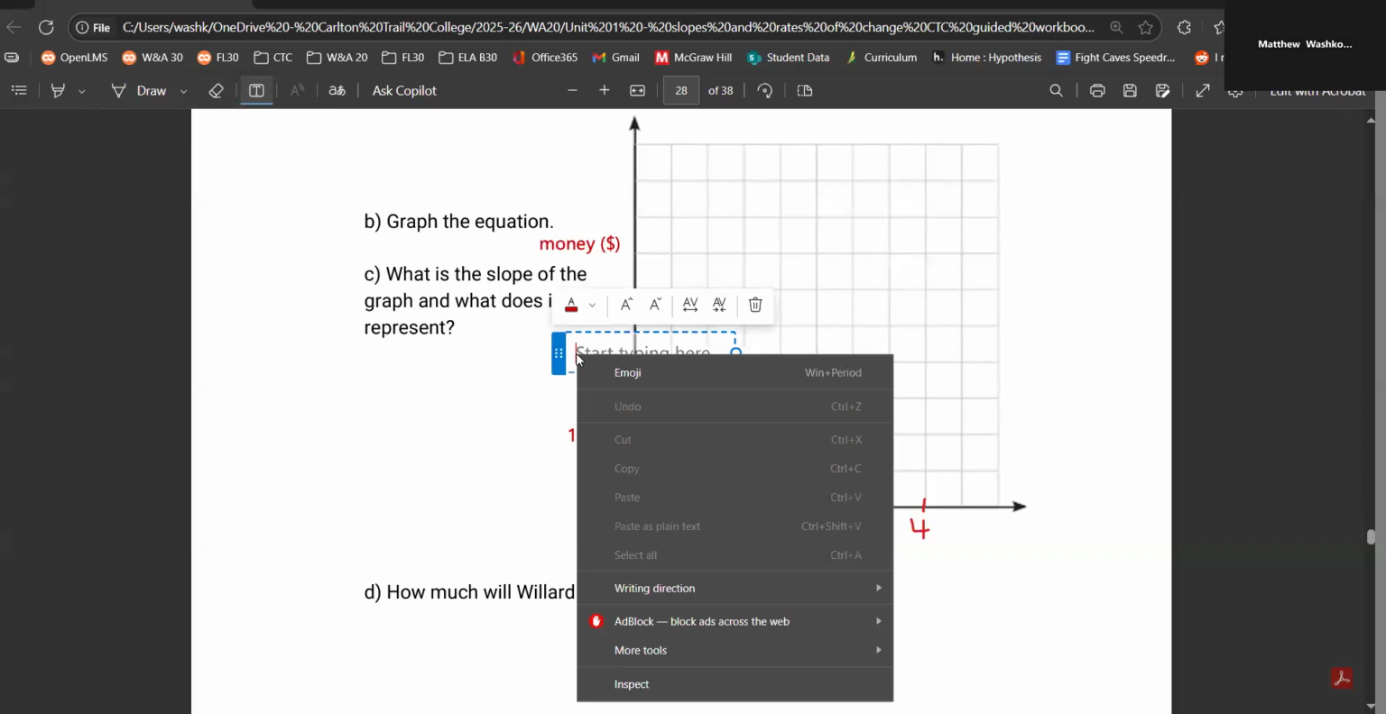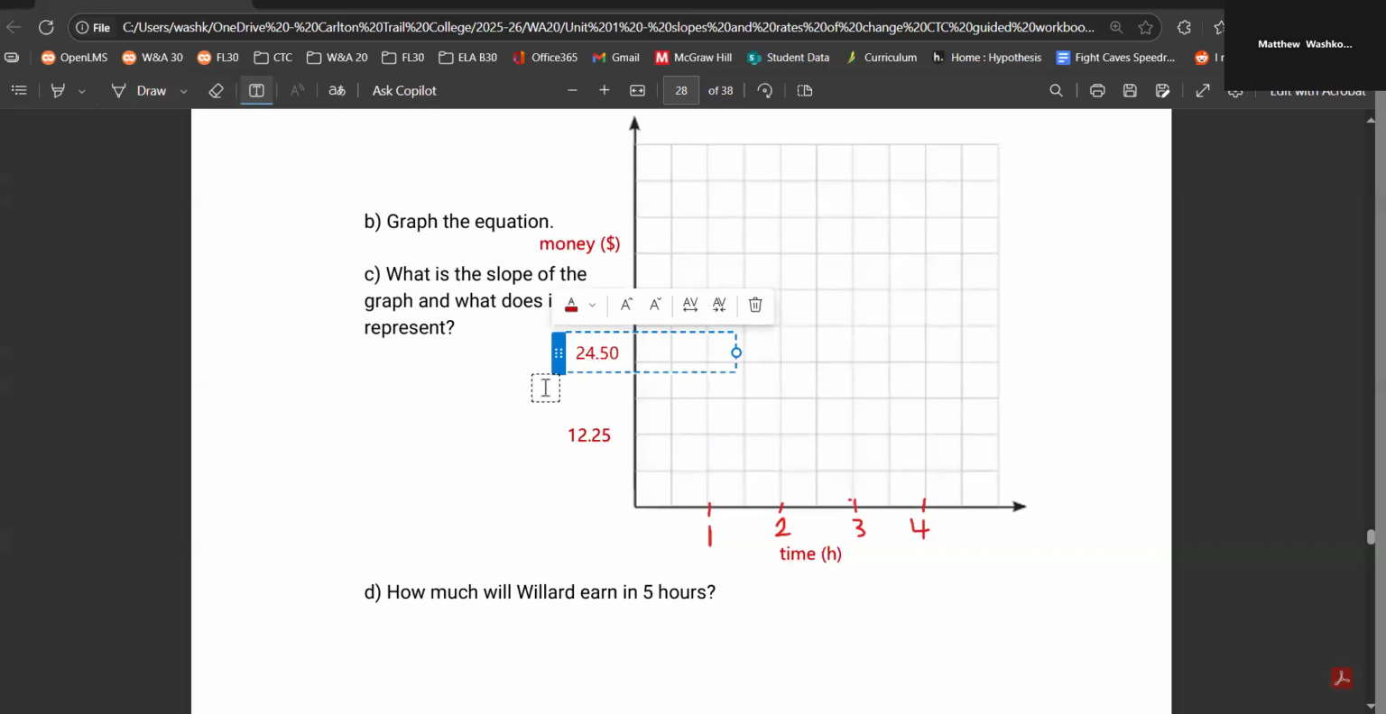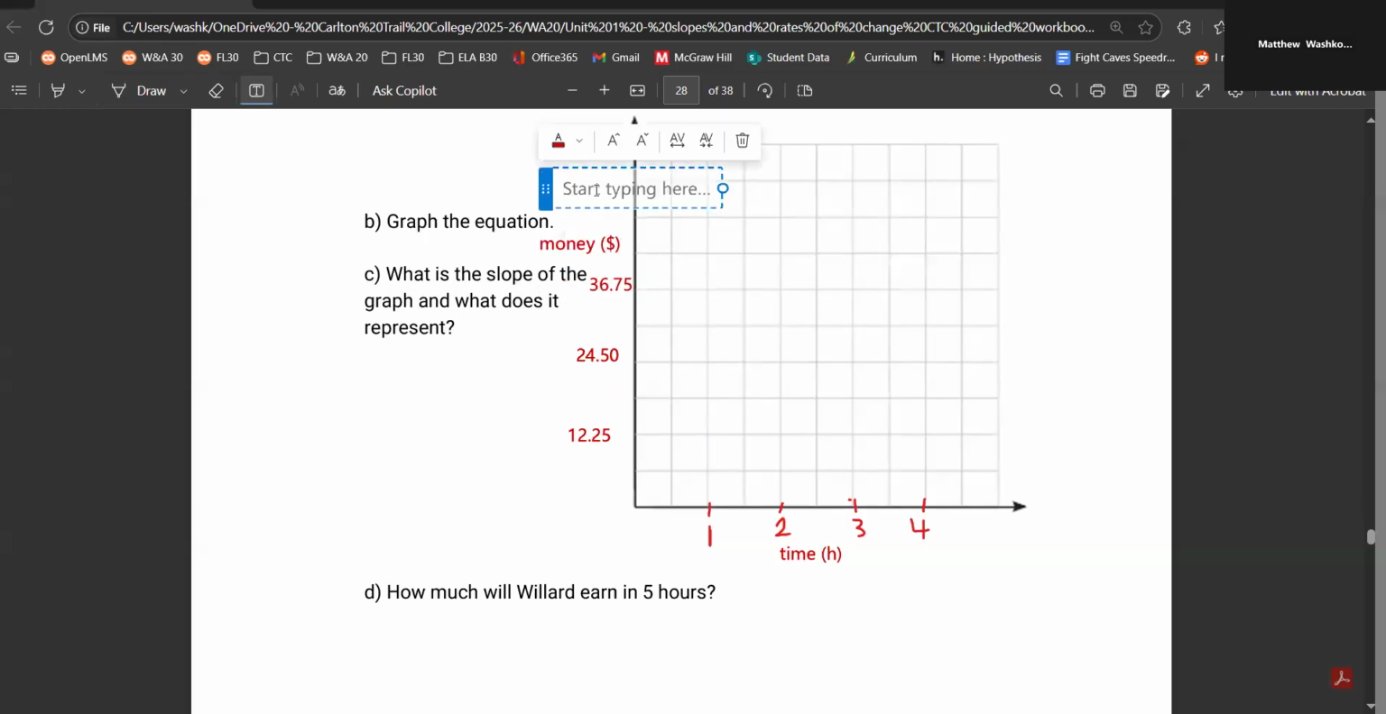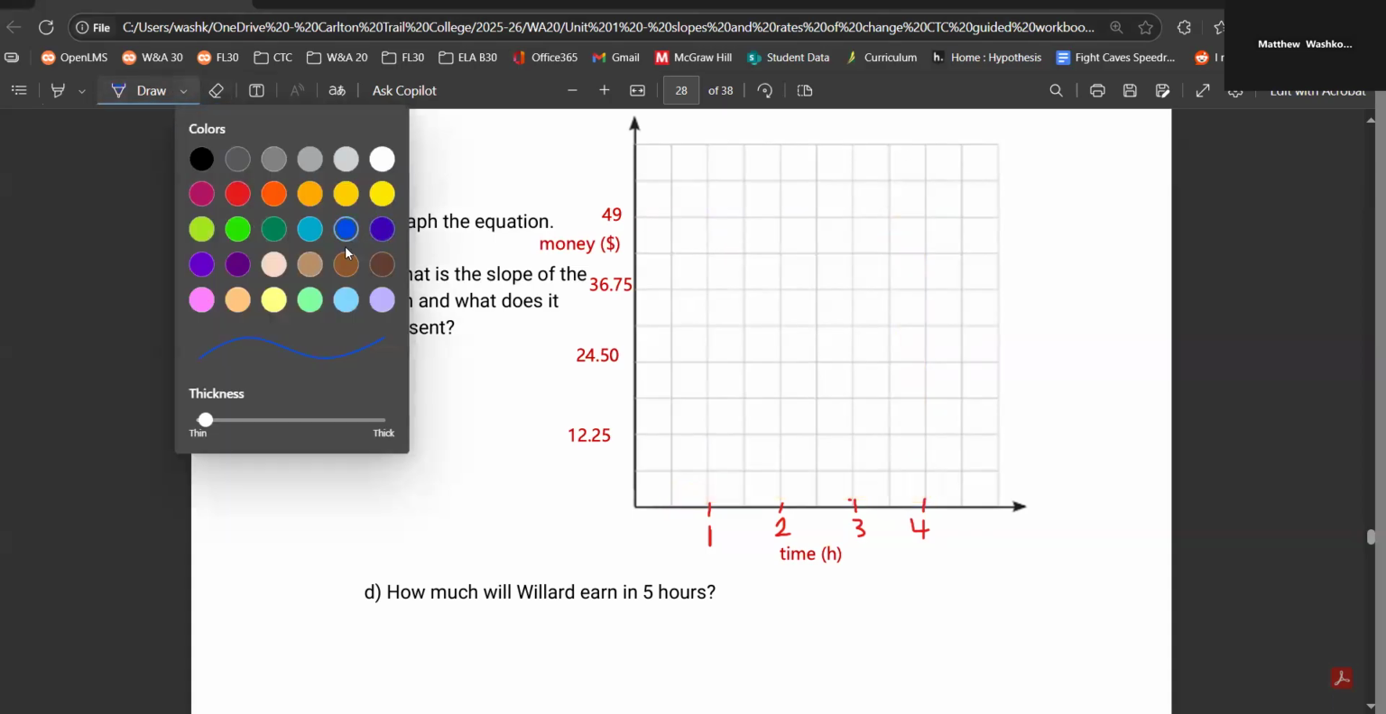Maybe this is 24.50. Maybe this is 36.75. And then maybe this is $49 here. So now, as you can see, I'm using up most of the space in my graph. All right, so I'm going to draw this in blue just to make it stand out more.